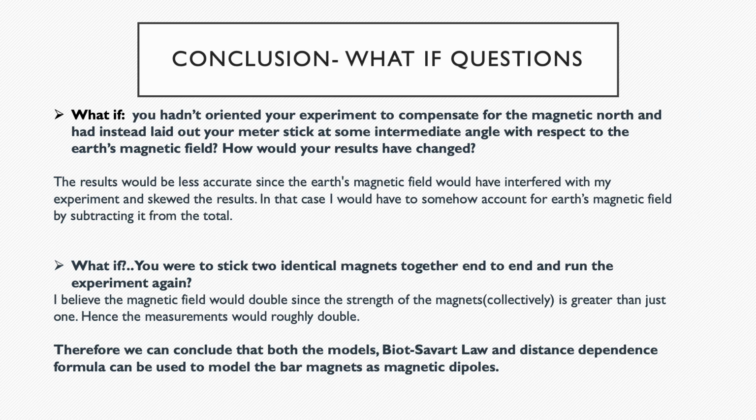Now, what if I was to stick two identical magnets end to end and run the experiment again? I believe the magnetic field would double since the strength of the magnets collectively is greater than just one. Hence, the measurements I believe would roughly double.